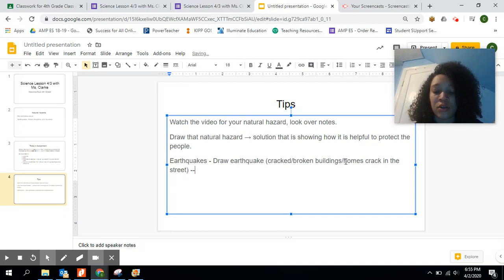And then you want to show your solution. You can go back and talk about the solution that we talked about in the video. That's cool. Or you can think about your own. Volcanoes. You might be drawing a volcano with lava going all over. Lava all over town. Almost at the town. And then your solution.